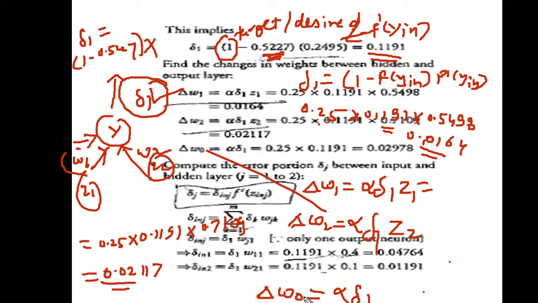So alpha into delta 1, and if we calculate this one, this is what? 0.25 into 0.1191. So you can calculate, and this will become what? 0.02978.